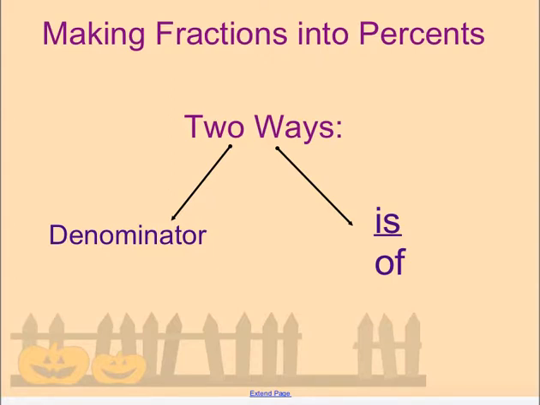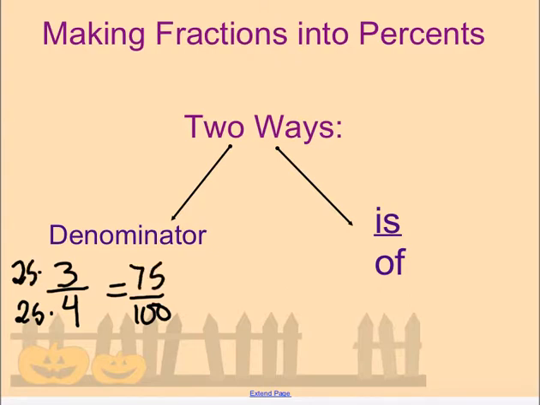So making fractions into percents, remember that denominator, okay? Our fractions can have a denominator, get it to 100. So if we have 3/4, well, we need to get this denominator to be 100. So we would multiply by 25 on each of these. So we would get 75 over 100, so 75%. The other way is using this idea of is over of equals percent over 100. A lot of times this comes up in word problems, so that's what I want to show you.